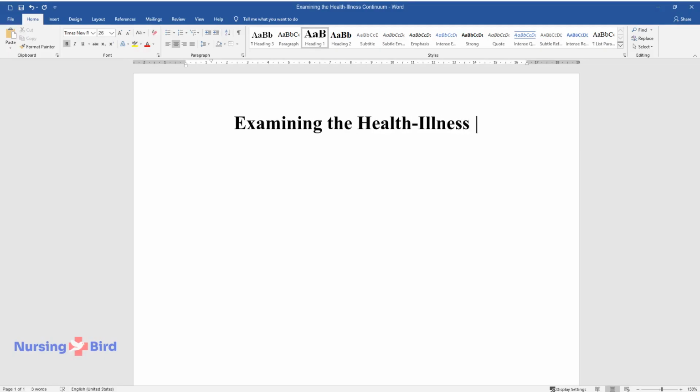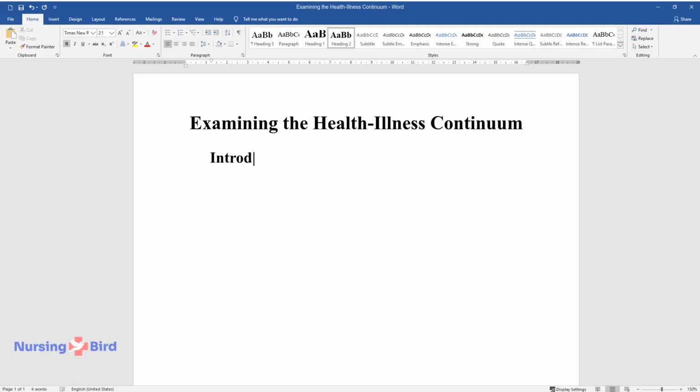Examining the health-illness continuum. Introduction. The health-illness continuum is a concept that reflects a person's overall wellness graphically.